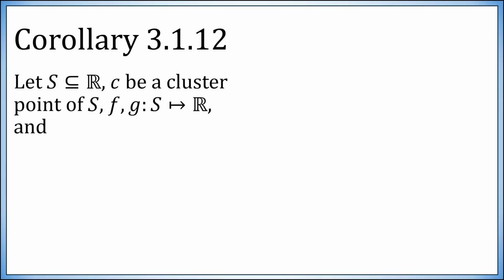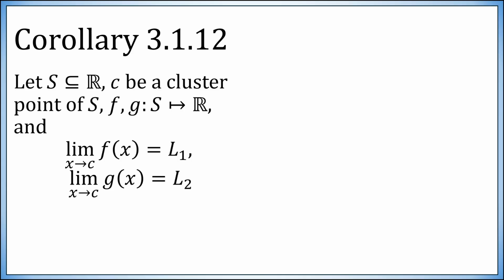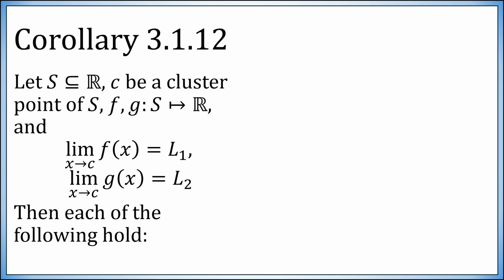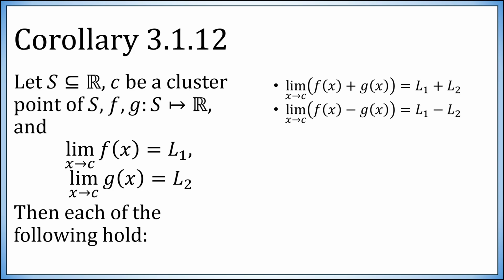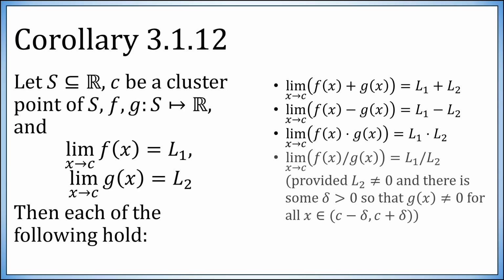Another corollary, okay, suppose you have two functions, f and g, both mapping S to the reals. S is a subset of the reals, C is a cluster point of that set. f of x is converging to L1, g of x is converging to L2. Then all of the following hold. f plus g is converging to L1 plus L2, f minus g is converging to L1 minus L2, the product and the quotient, as long as you are not ever attempting to divide by 0, which is what that giant parenthetical term is expressing. And again, this is really a result we already have for sequences, so you just need to translate it over.